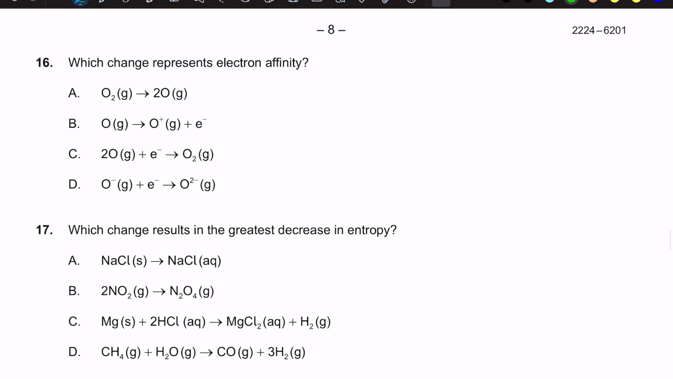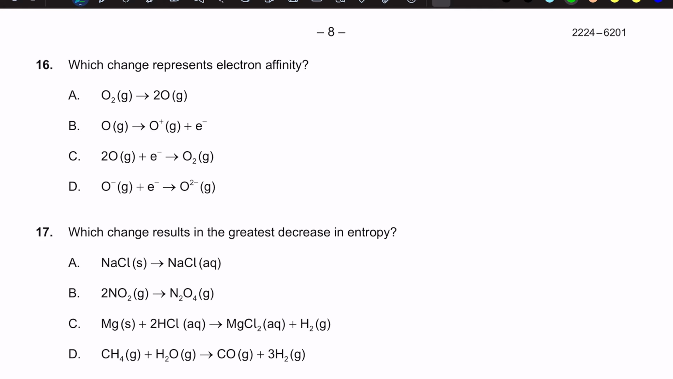Moving to the next one. Which change represents electron affinity? Electron affinity means addition of electron. Addition of electron, yes. So O2 to 2O, this is basically bond enthalpy. This is that the oxygen bonds got broken, right? O gives you O plus e minus. In this case, it's ionization energy because electron is removed from oxygen, not added.